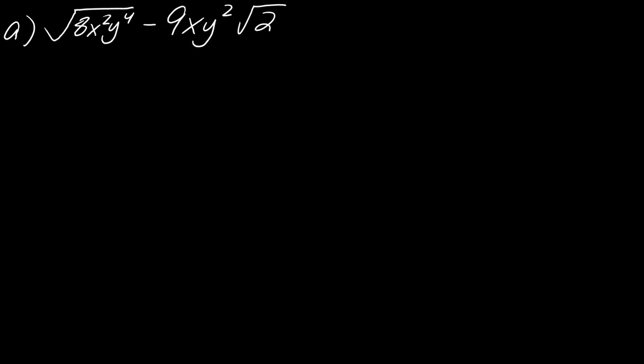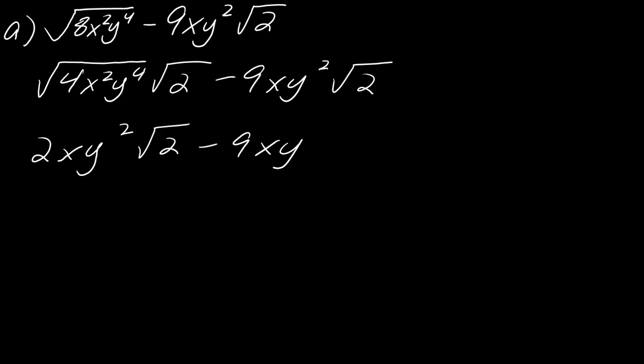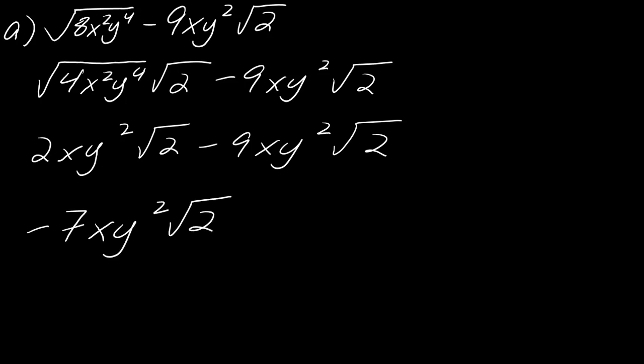Starting with this first one, you just have to scan and see how far you can actually simplify this. In looking at this, this part here cannot be simplified any farther, but this one can be simplified. So with this first part, what can I simplify? 4x squared and y to the 4th, but I'm still going to have this other factor of 2. And there's nothing I have to do to the second part of this problem. So then this becomes 2xy squared times the square root of 2 minus 9xy squared times the square root of 2. And now I can see that I can actually subtract these. So this is negative 7xy squared times the square root of 2.